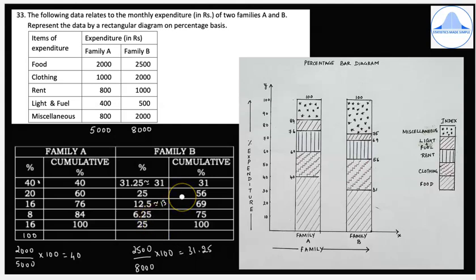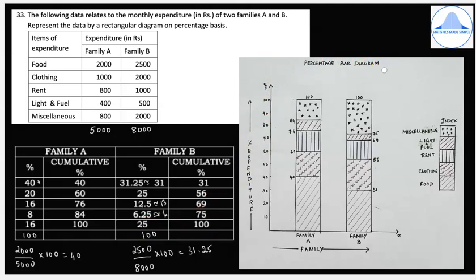Then 6.25, we can approximate it to 6. And 25, you can leave it as it is. So when you add up these, you will get the total as 100. Next, we need to find out the cumulative percentage. So write 31. 31 plus 25, 56. 56 plus 13, 69. Plus 6 is 75. Plus 25 is 100. Now let us draw the percentage bar diagram.